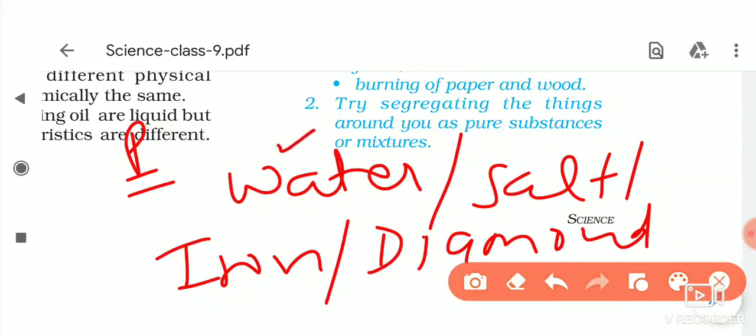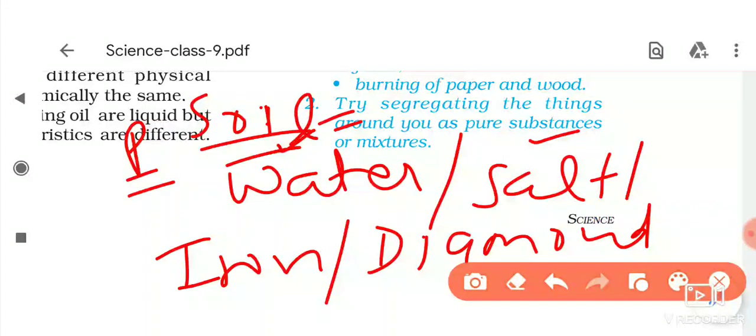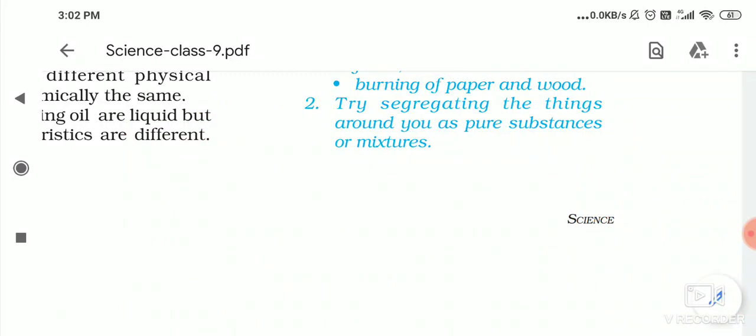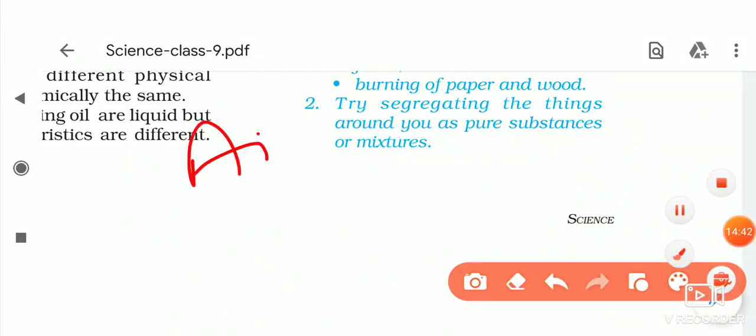Look, water is pure if it is free from impurities. Similarly, salt can be pure if it is free from impurities. But soil can never be pure. It is always a mixture. Air is always a mixture. Understood? Water can be impure if there are impurities, but we can make it pure because it can have the same water molecules. But air we cannot consider as a pure substance.